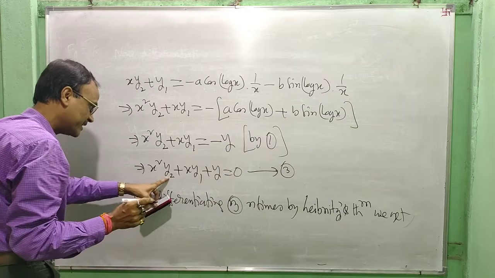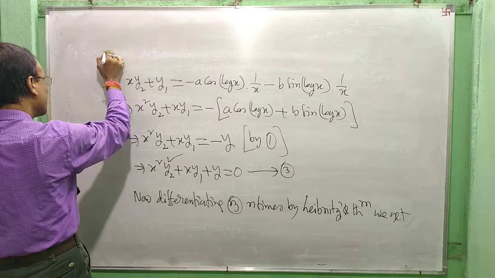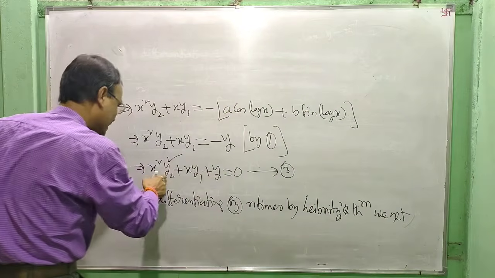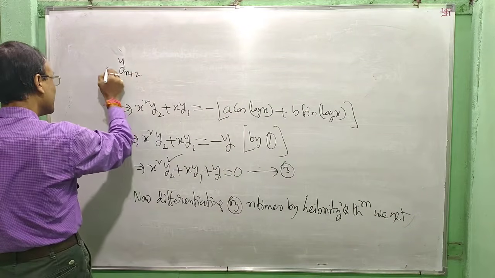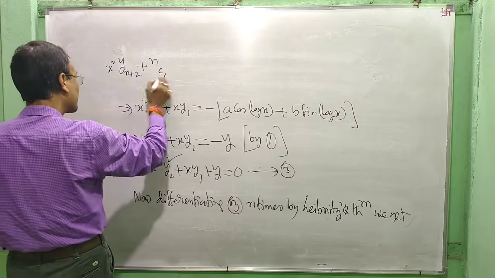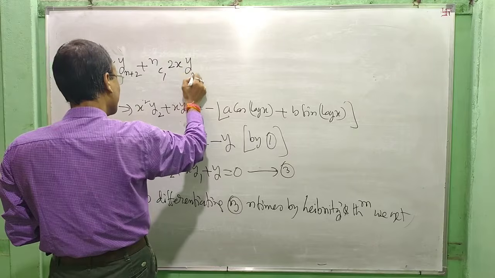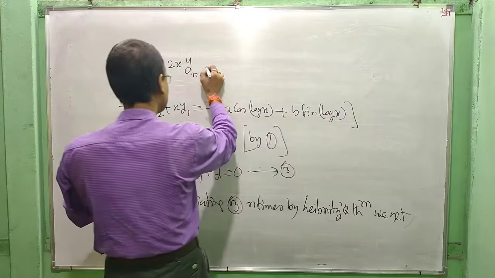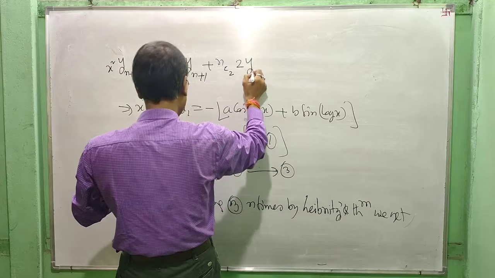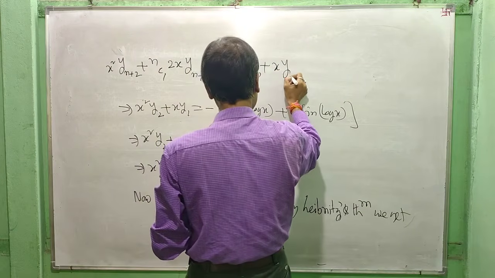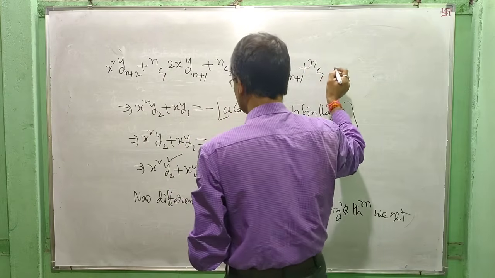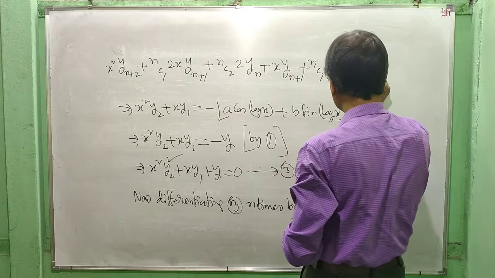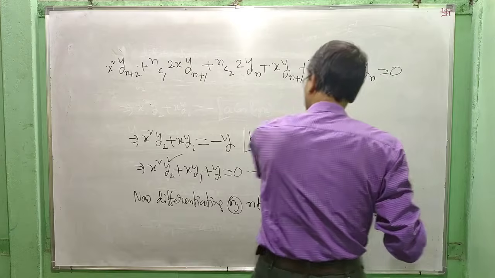Now, u and v: if you differentiate y, n times, you will get yn plus 2 into x square, plus nC1 differentiate x square, n plus 1 differentiate y n minus 1 times, you will get yn, plus nC2 2 yn, plus x yn plus 1, plus nC1 into 1 yn, you will get this, plus again yn. This is equal to 0.